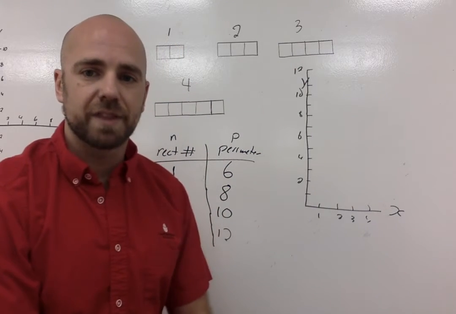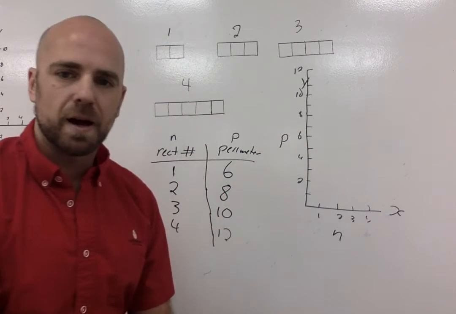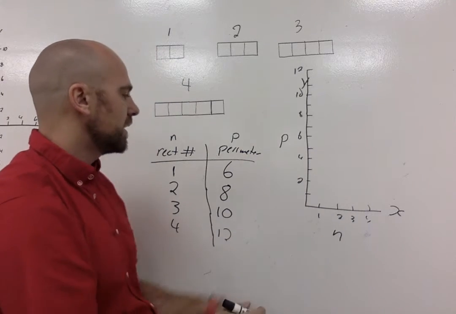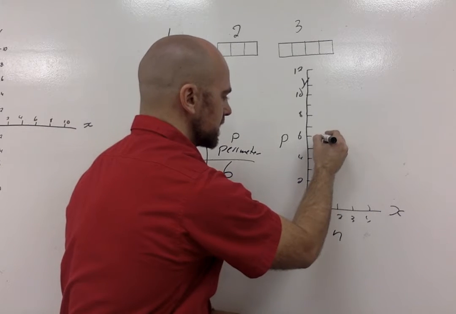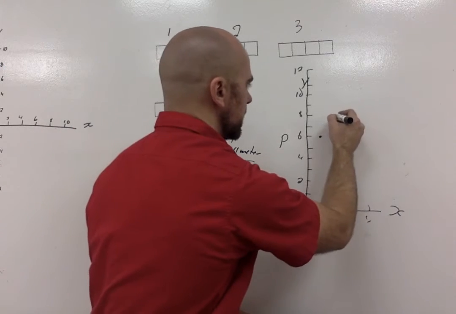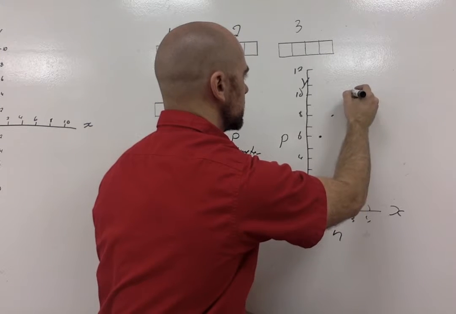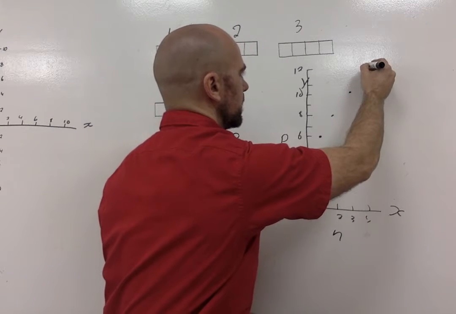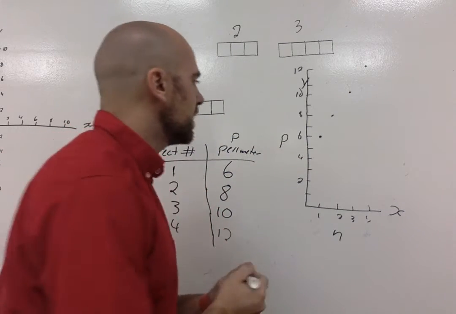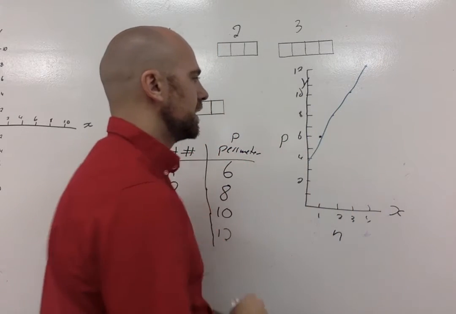If I was to graph these, down here would be my n, and over here would be my p. So I've got my rectangle number, and then I've got my perimeter. When I was at rectangle number 1, I had 6. When I was at rectangle number 2, my perimeter was 8. When I was at rectangle 3, my perimeter was 10. And at rectangle 4, my perimeter was 12. One thing you're going to notice is that we are making a straight line that connects these points.